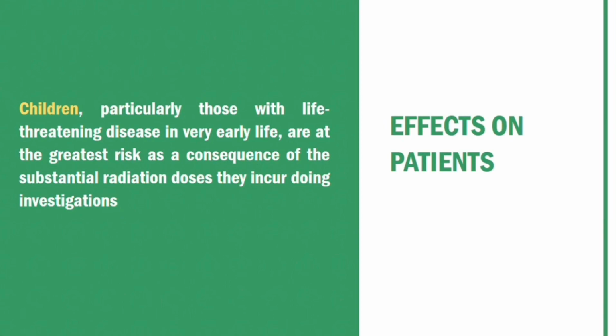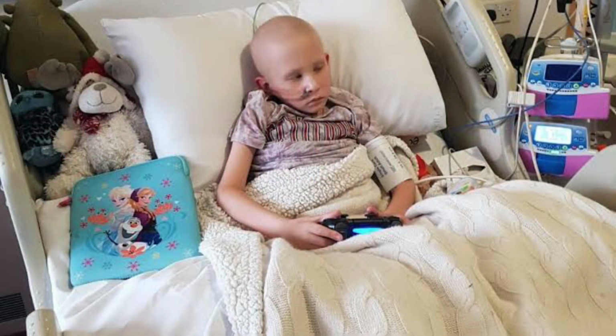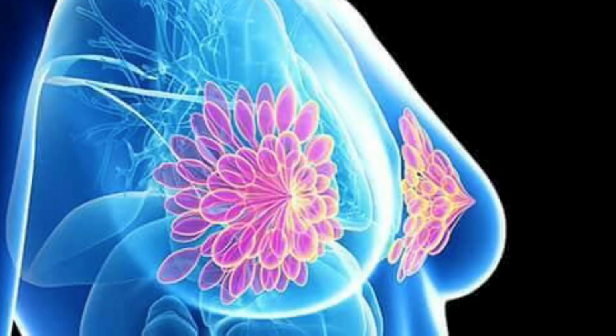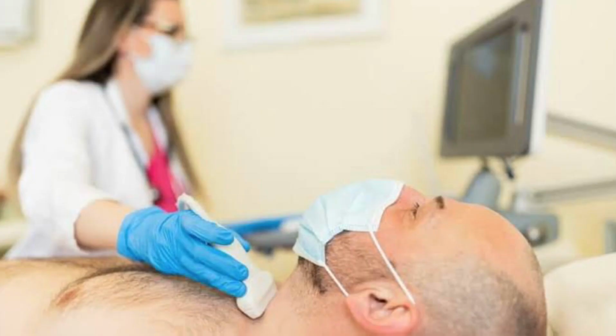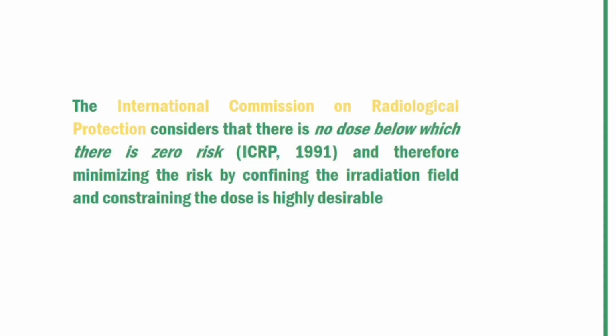These children may subsequently develop leukemia within a few years as a result of the irradiation of bone marrow, and breast cancer or thyroid cancer as a result of chest or neck irradiation. The International Commission on Radiological Protection considers that there is no dose below which there is zero risk, and therefore minimizing the risk by confining the irradiation field and constraining the dose is highly desirable.